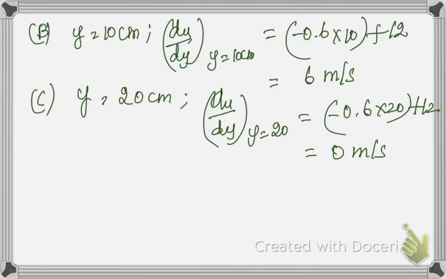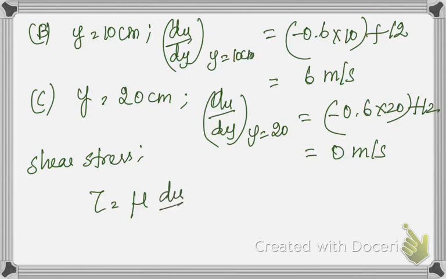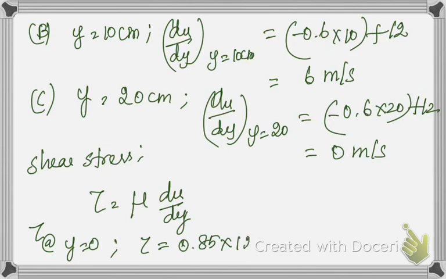Now I have to calculate the value of shear stress at each and every point. So shear stress formula is tau is equal to mu into du by dy. So first, tau at y is equal to 0. So tau is equal to mu value we have known already, 0.85 into 12, because we have calculated 12 at 0. So we are using that value. So tau will be equal to 10.2 Newton per meter square.